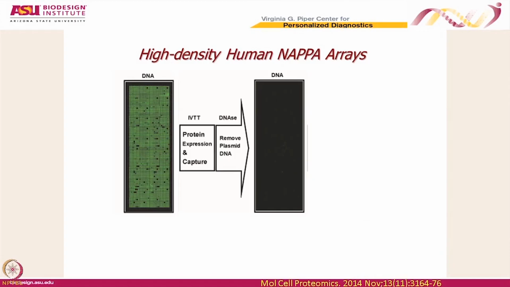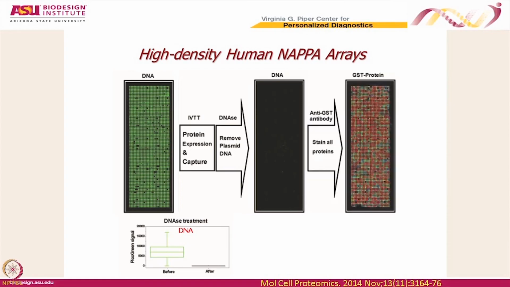First thing he did was to make protein arrays. Here he shows you that he has the DNA. Remember, we stained with the pico green to look for DNA. That confirms that we had good printing. Then he expressed the protein and captured it. And then he digested all the DNA using a DNase. And so if he stains for DNA again, it's completely gone. Okay? And this is just showing you the DNA level before and DNA level after treatment. Then he tested with anti-GST antibody and showed that he still had all the proteins.